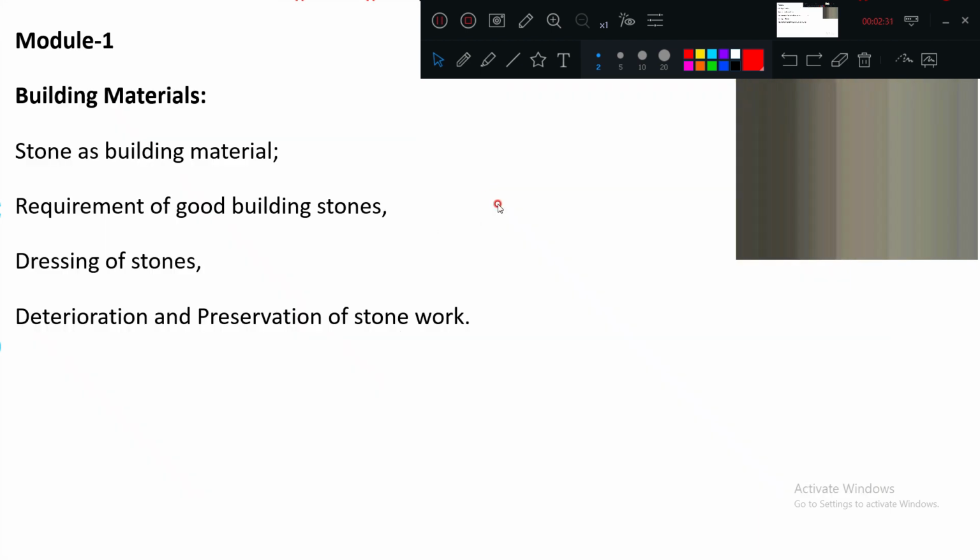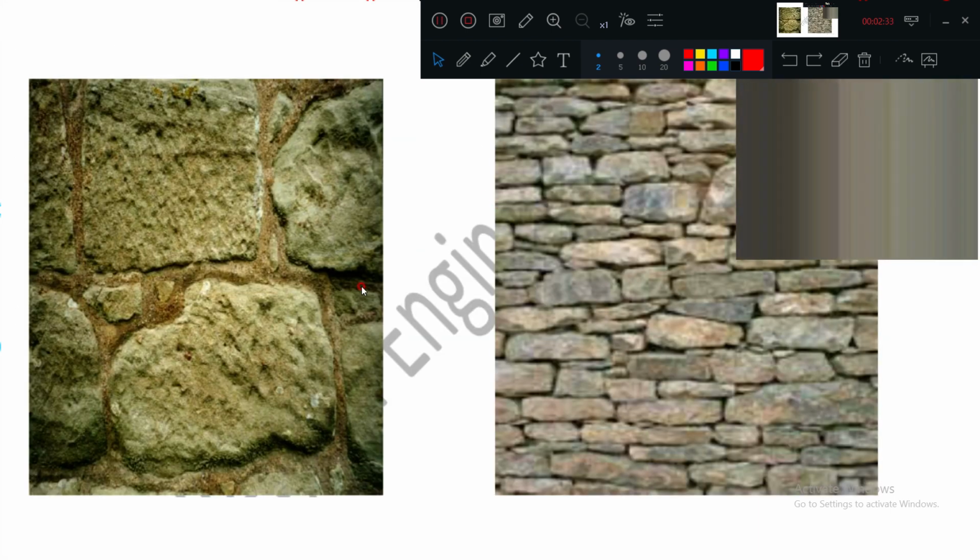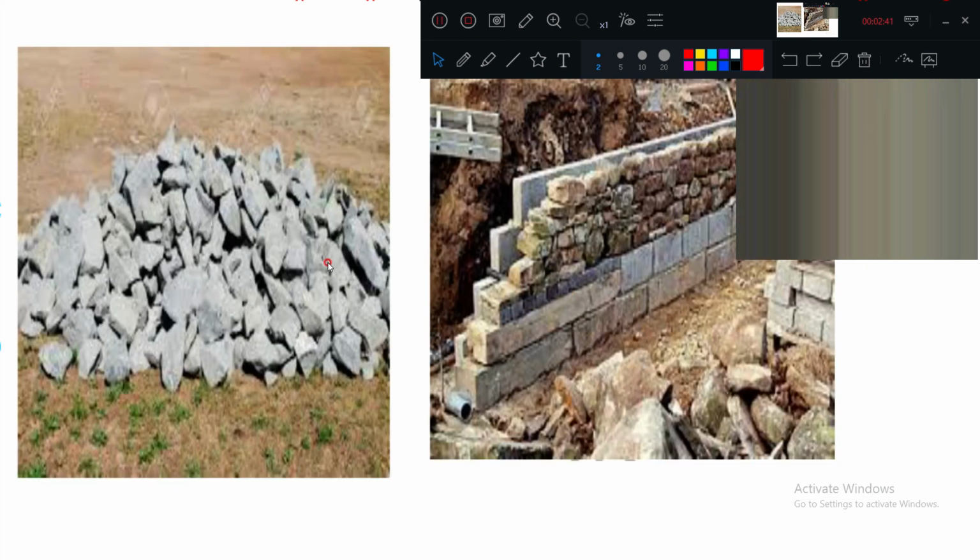Can you see these photographs? These are nothing but the stone used in building work. This might be in some wall. This is also used for wall works. In this one, these are the raw stones, can you see this? These are called raw stones or boulders. Those boulders are used here in the construction of the compound wall.